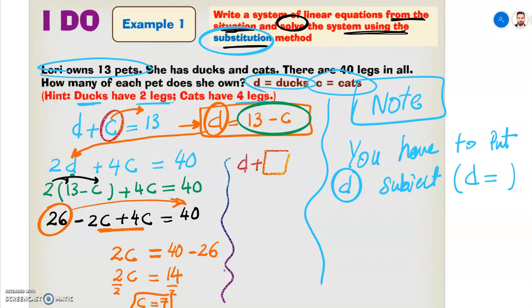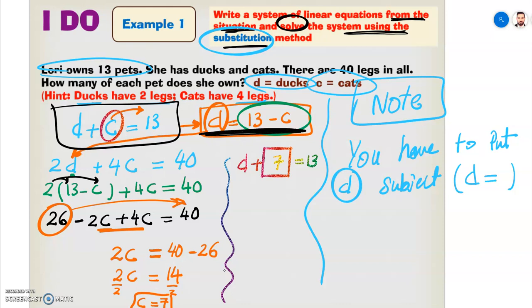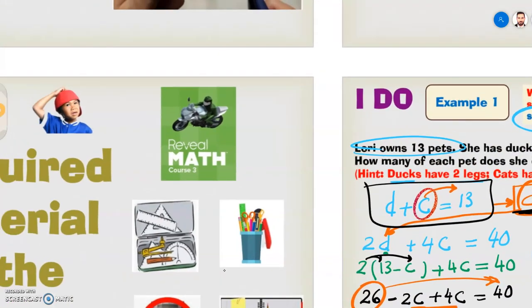If the number of cats is 7, I'm writing the same equation, which is this equation. Remember, I'm writing these equations here. D is equal, here, and also this. I can use this. D is equal to 13 minus C, or D plus C equal 13. It's up to you.